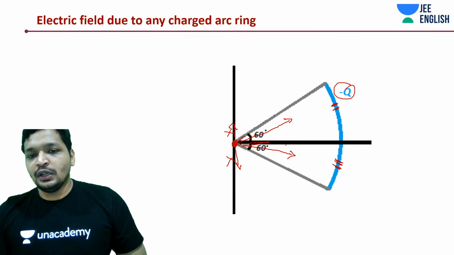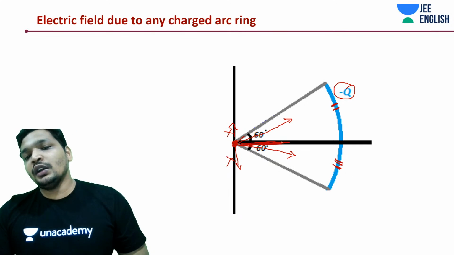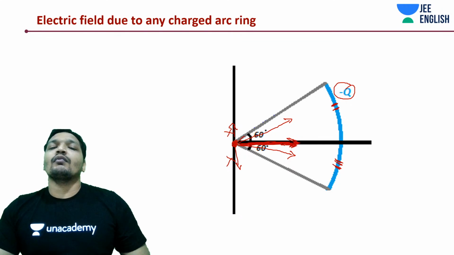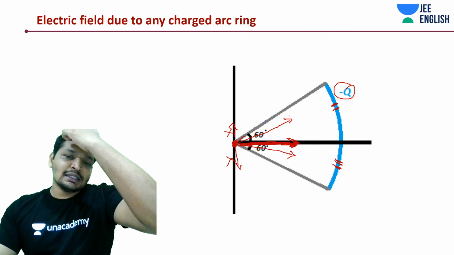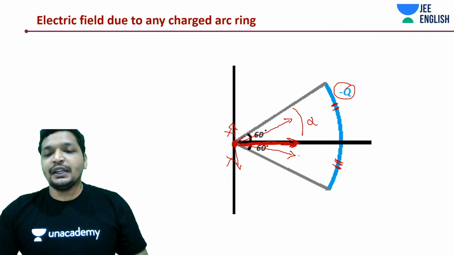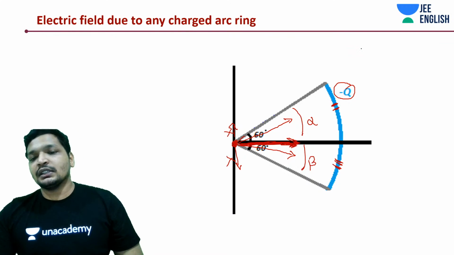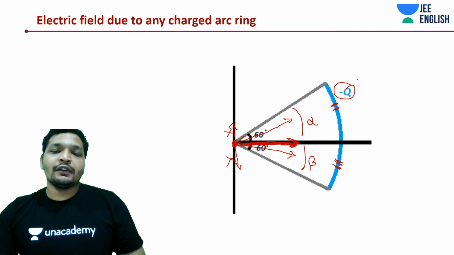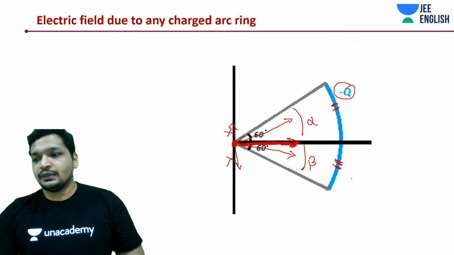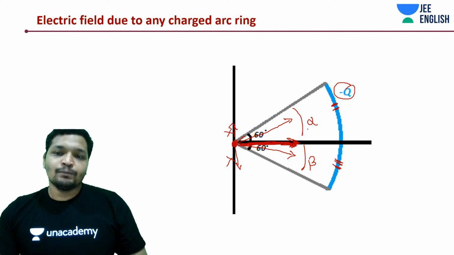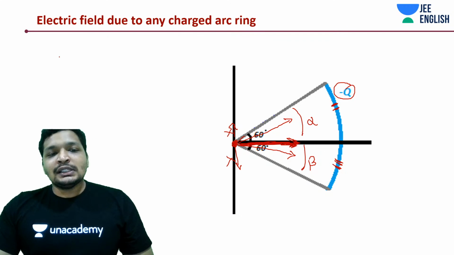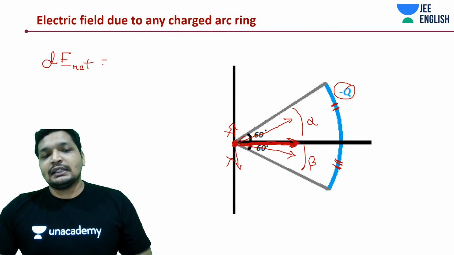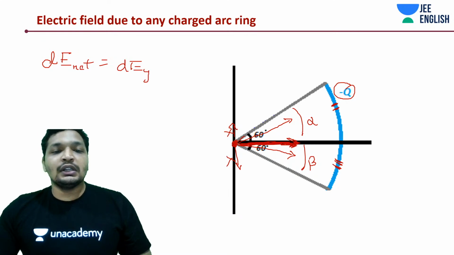So simply, if not symmetrical, what would you do? You would add for x, you would add for y. Let's say this is some alpha and this is some beta. Forget everything, start from here. Integrate from alpha to beta, or from alpha to minus beta. Now, what is dE? dE would always remain the same. In this case, dE net is dEx, else you would also write dEy.